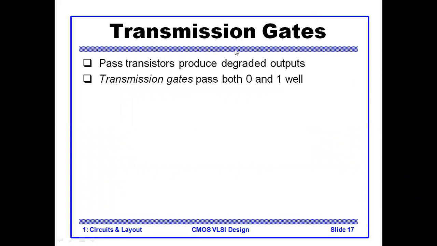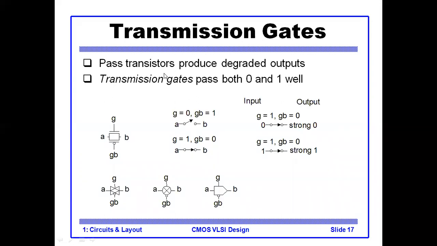In your viva or theory exam, a question may arise: what do you mean by transmission gates, and why are transmission gates preferred over pass transistors? They may ask what the limitations of pass transistors are. Pass transistors produce a degraded output. In the case of transmission gates, they pass both 0 and 1 properly.